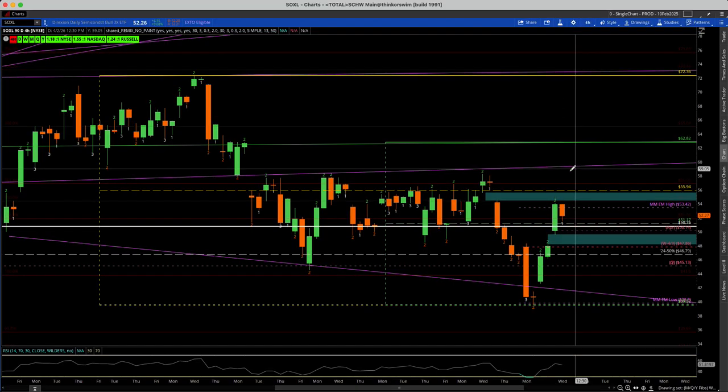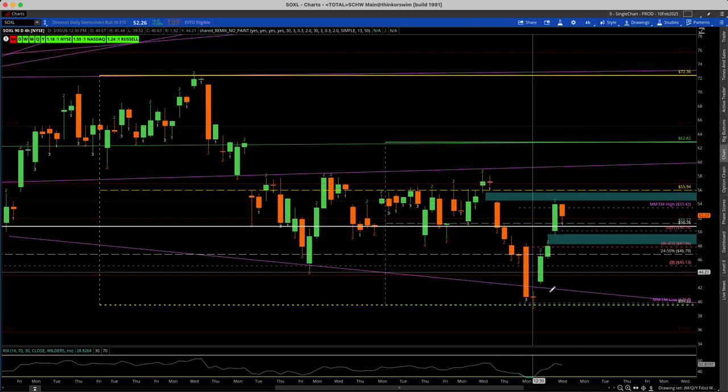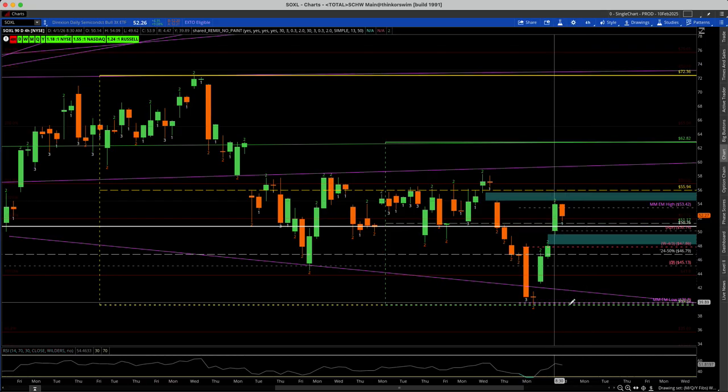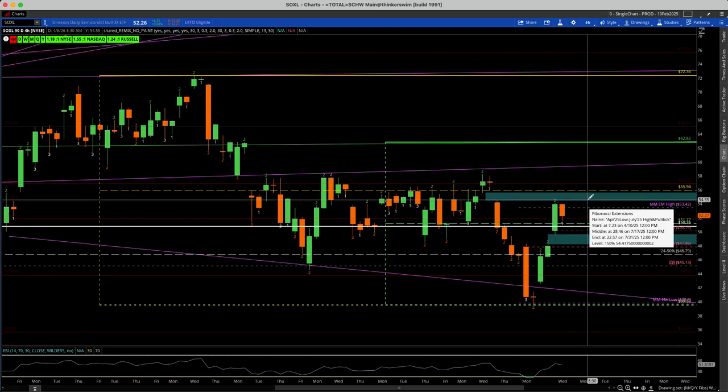If we go to the 4 hour, plenty of room here as well to set that higher low. Again, 39.52 would be the equal low. So just keep that in mind.